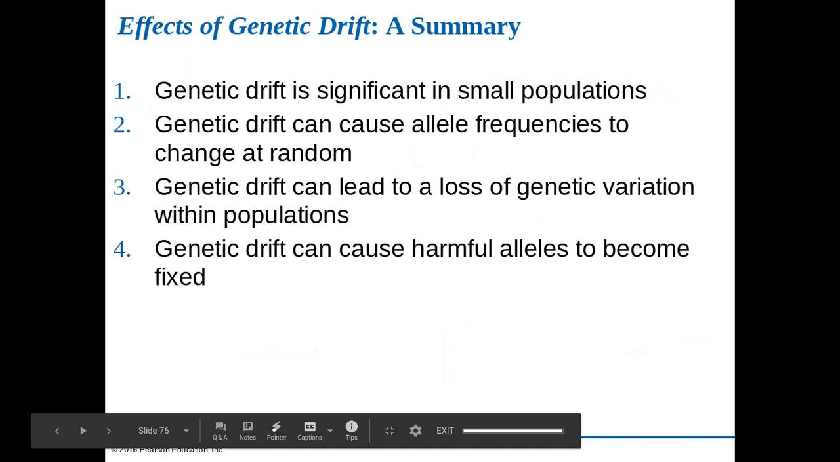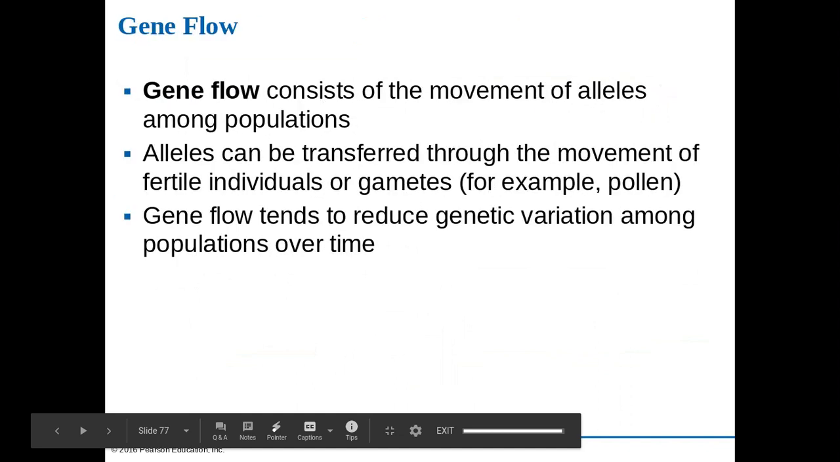So genetic drift is very significant when the population is small. It can cause allele frequencies to change very rapidly and at random. It can lead to a loss of genetic variation within populations, and it can cause harmful alleles to become fixed and more permanent in the population, resulting in fewer surviving and reproducing individuals.